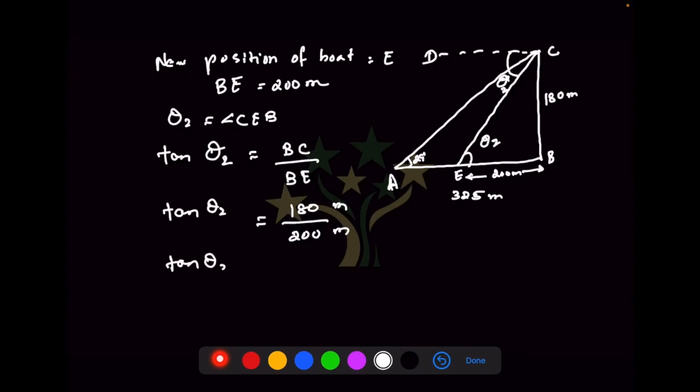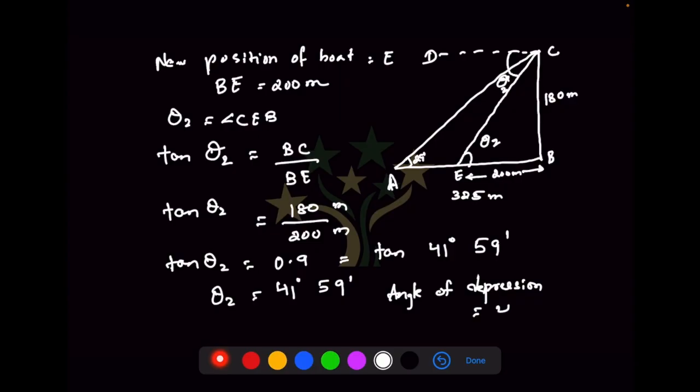So tan theta 2 is equal to 0.9. From the tan table, look this up in the tan table, you find that 0.9 will be 41 degrees 59 minutes. So theta 2 is 41 degrees 59 minutes. So the angle of depression is 41 degrees 59 minutes.